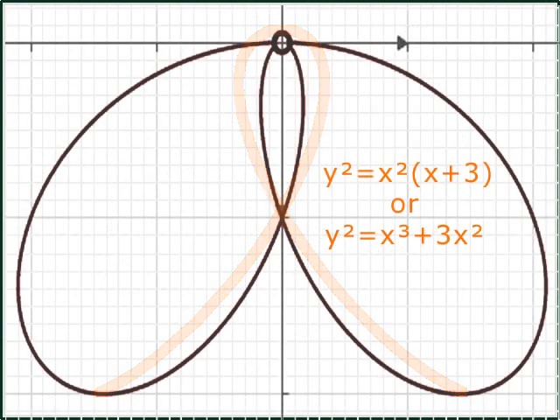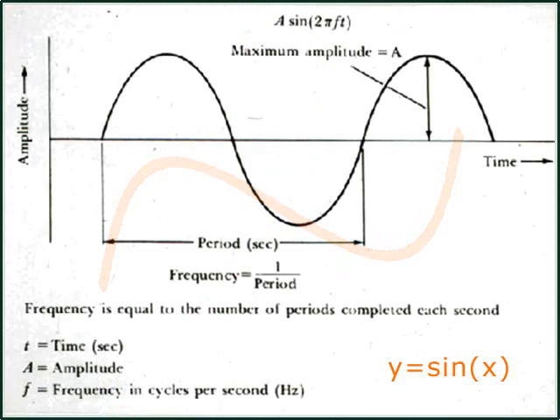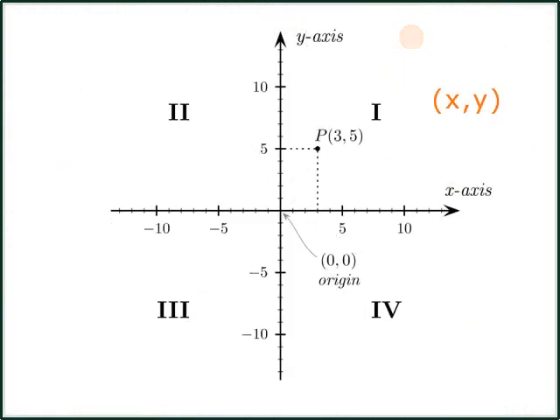The loop is expressed as y squared equals x squared times x plus 3, or y squared equals x cubed plus 3x squared. The sine wave is expressed as y equals sine x. The dot is simply plotted as xy.